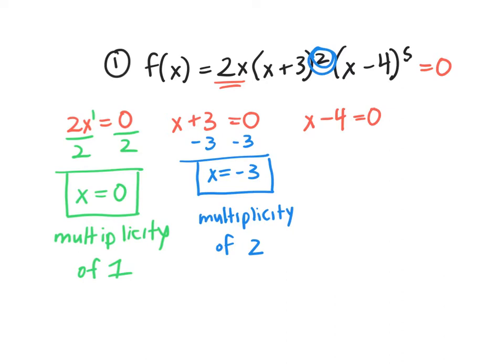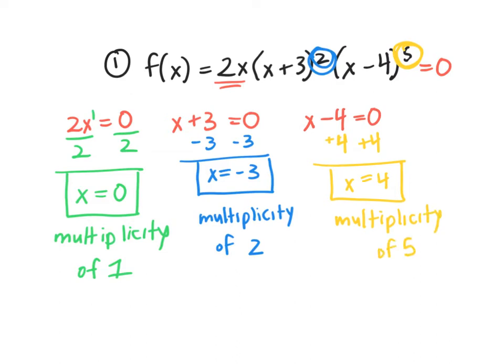And then my last one, we have x minus 4. We're going to go ahead and add 4 to both sides. When we do that, we get x equals 4. That's going to be my zero. Up here, we have our 5 as our exponent, so that one has a multiplicity of 5. And those would be your final answers for the first problem.